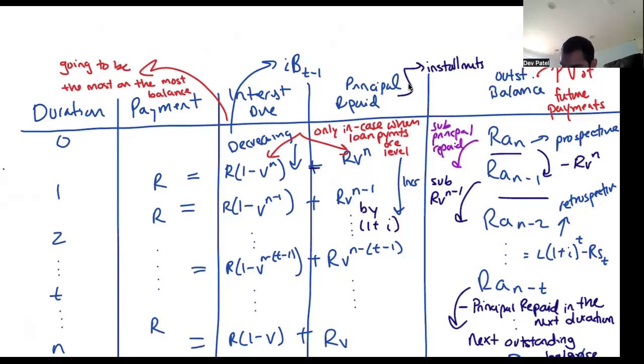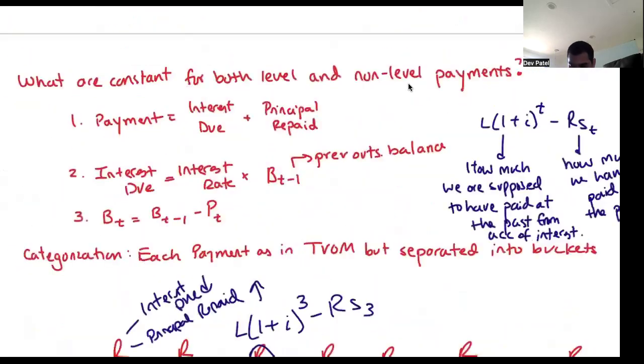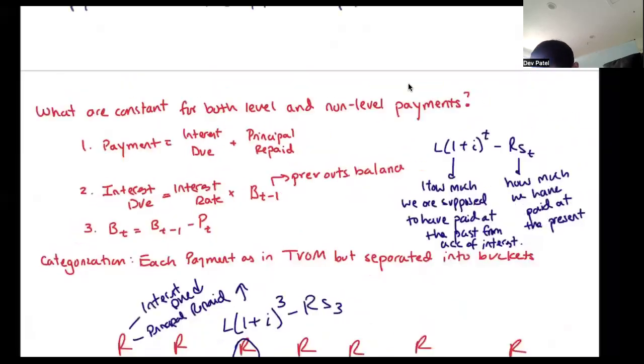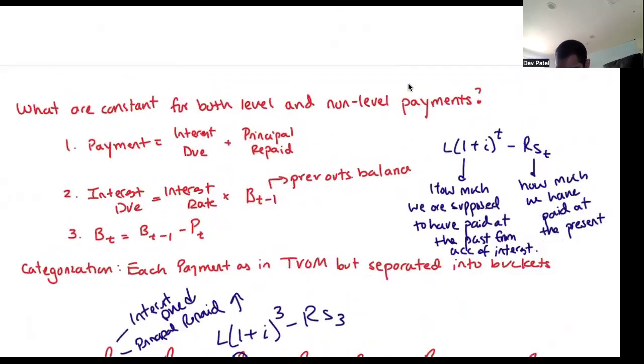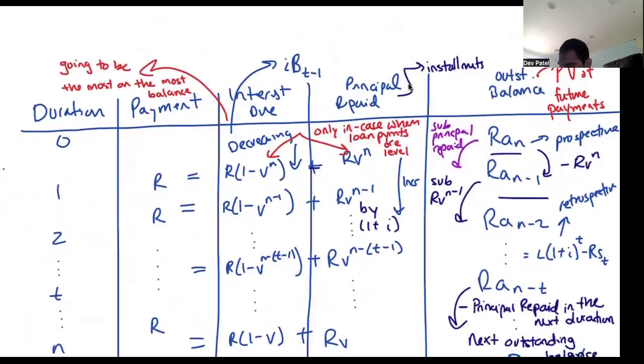Another way you can do that is by subtracting the interest due from the payment, as we know that both of these should add to the payment itself. So these are the three ideas or equations you should remember for both level and non-level payments. Interest due equals interest rate times B(t-1), the previous outstanding balance. Now, to get to the next outstanding balance in the next time step, and this is fixed for both level and non-level payments, you subtract the principal repaid, right?